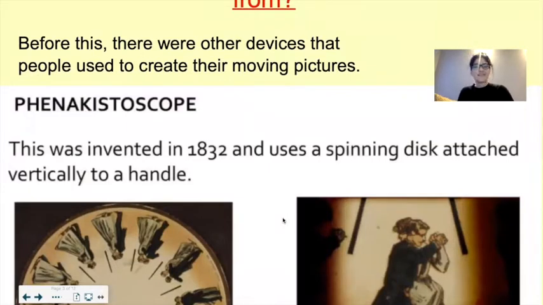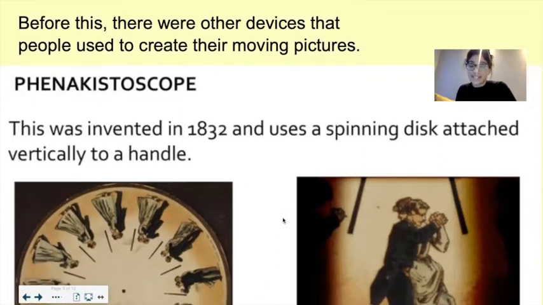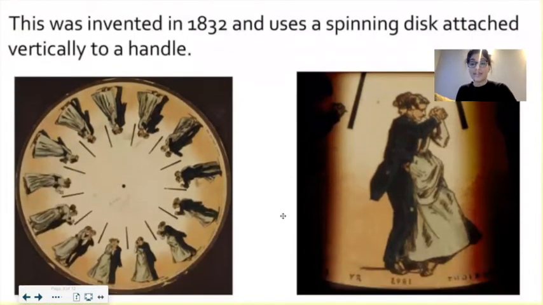phenakistoscope. This was invented in 1832 and uses a spinning disc attached vertically to a handle. Now, if you have seen the movie Tarzan, you will have seen this, where it's a round device and it's got pictures on pretty much every corner of the circle, and as it spins, the pictures move. And as the pictures are moving, it's telling a story, because every picture is something different.